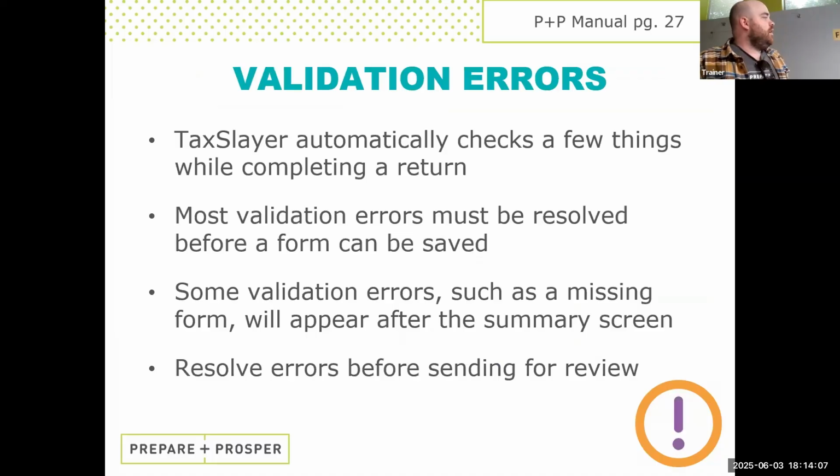So, way that TaxSlayer tries to help us out is by giving us validation errors. So there are a number of things that TaxSlayer automatically checks. Most of these you have to fix before we can finish things up. Some of them don't show up until pretty late. Some of them show up while you're on a particular page doing the data entry. And we got to fix those before we send it for review.